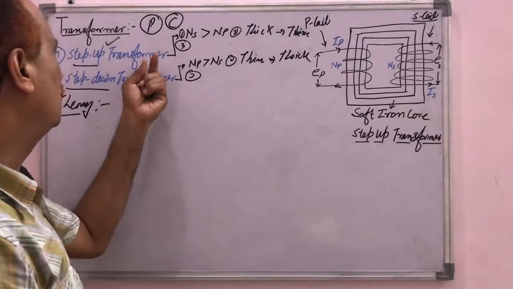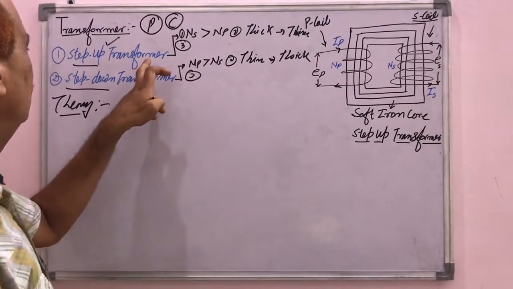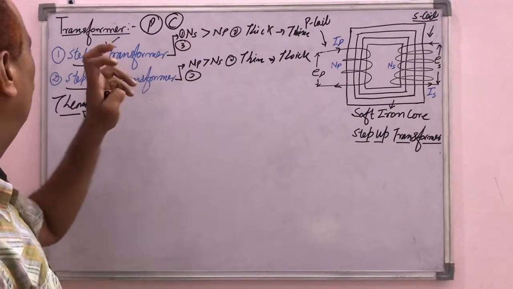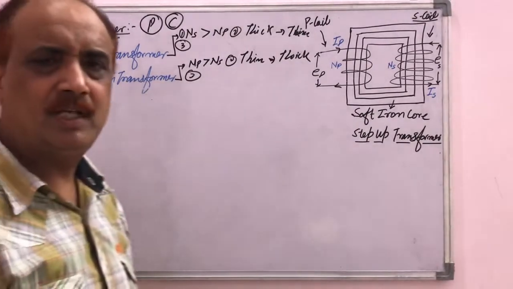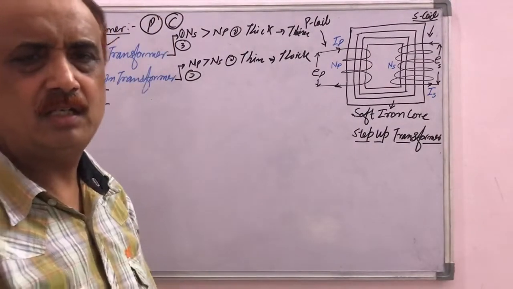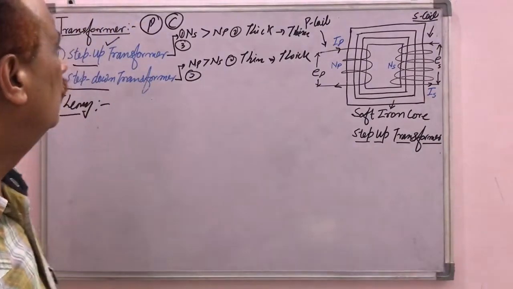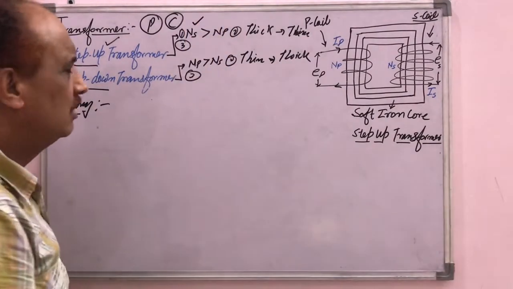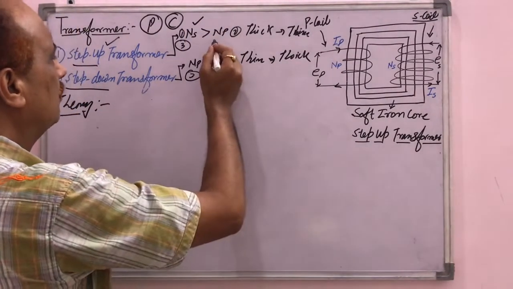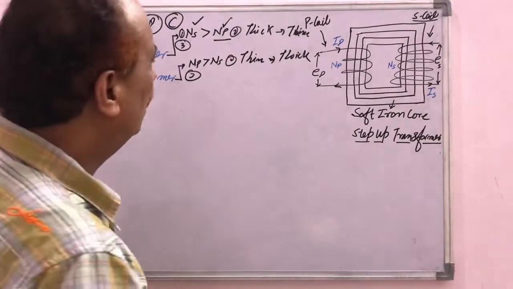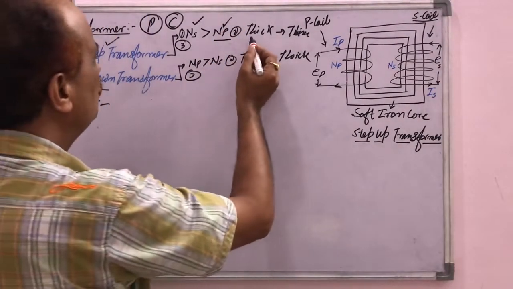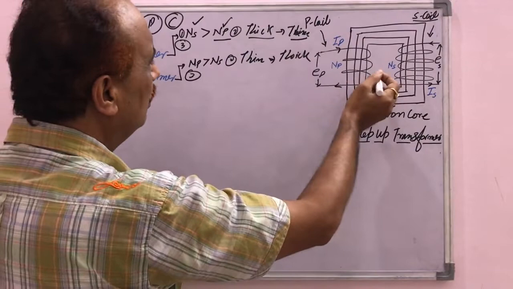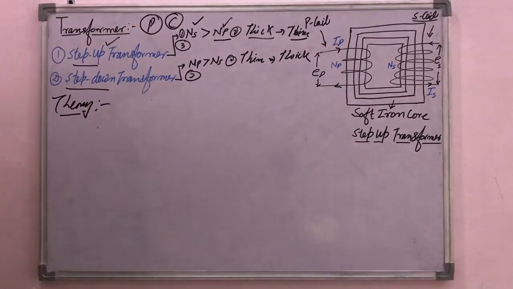A step up transformer converts low voltage into high voltage, that is, low voltage at high current into high voltage at low current. The number of turns in the secondary coil, represented here by NS, is always greater than the number of turns in the primary coil, represented by NP. Similarly, thick wire is used in the primary coil and thin wire is used in the secondary coil because it is a step up transformer.